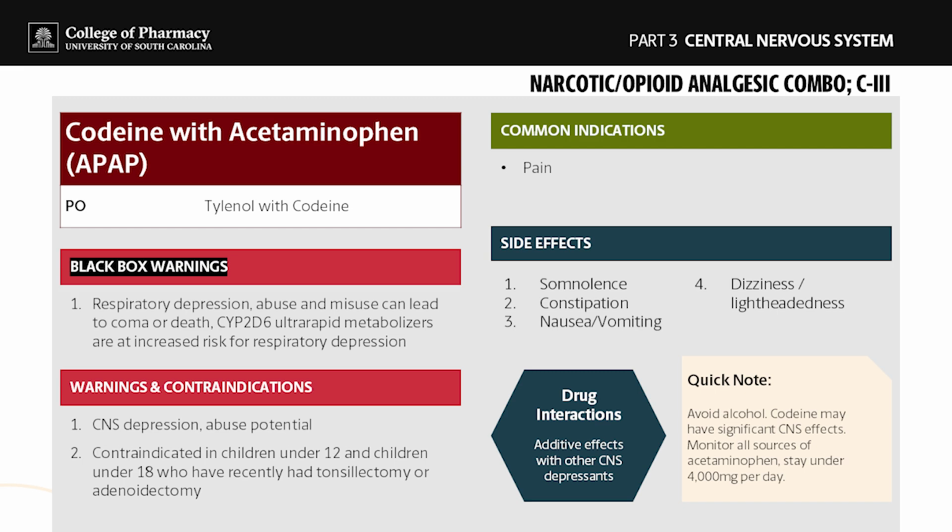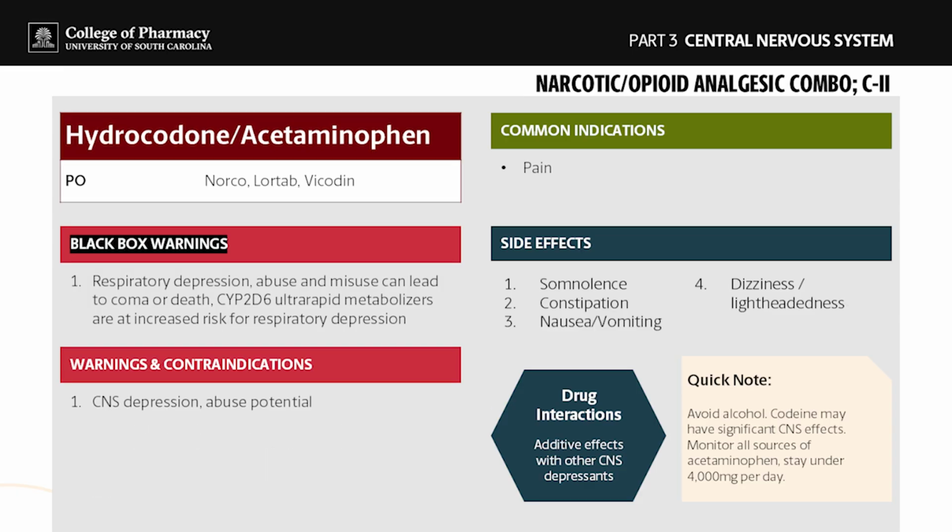And it's also, one important thing, contraindicated in children under 12 and children under 18 who have recently had a tonsillectomy or adenoidectomy. And notice with this drug, you really have to talk about your acetaminophen maximum dose. That's important. Sometimes these folks that get this drug don't think about the acetaminophen component in it. So it's up to us as pharmacists to educate and make sure they don't go over that 4,000 milligrams per day. It really should be 3,000, but Lexicomp says 4,000. So I'd err on the side of caution.